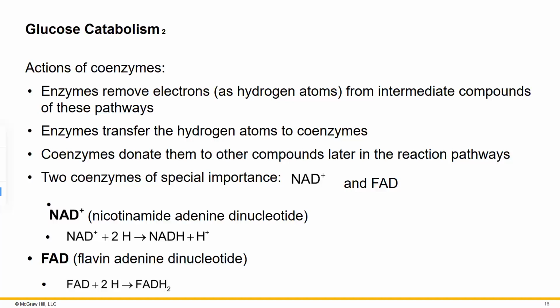Coenzymes work with enzymes to remove electrons as hydrogen atoms from intermediate compounds of these pathways. Enzymes transfer the hydrogen atoms to coenzymes. Coenzymes donate them to other components later in the reaction pathways. 2 coenzymes that are really important are NAD and FAD. NAD can be converted to NADH, and FAD can be converted to FADH2.